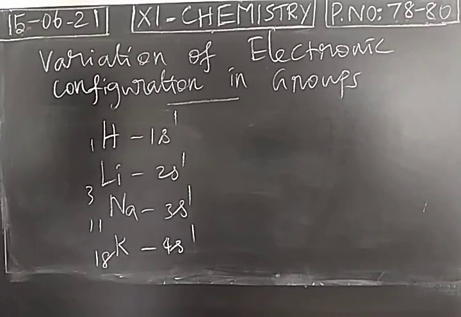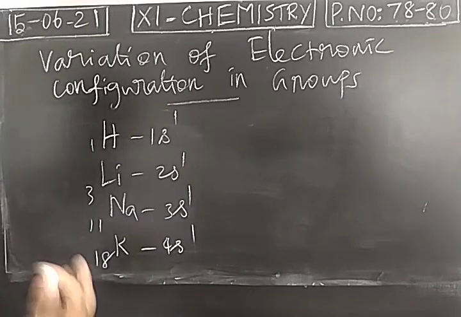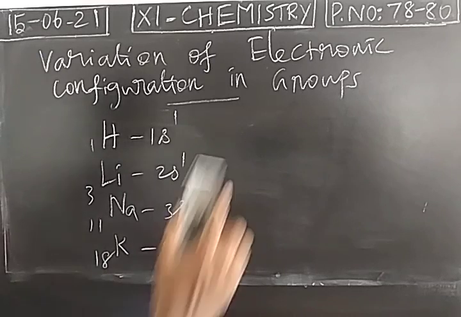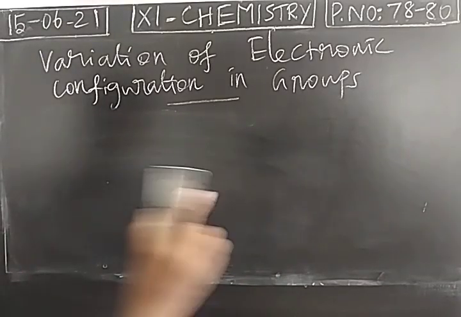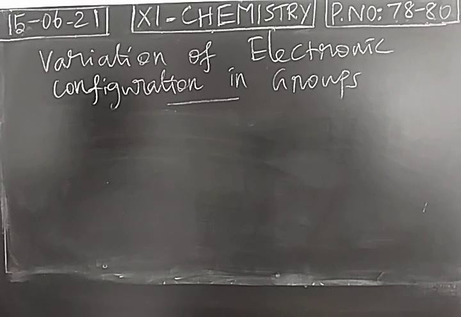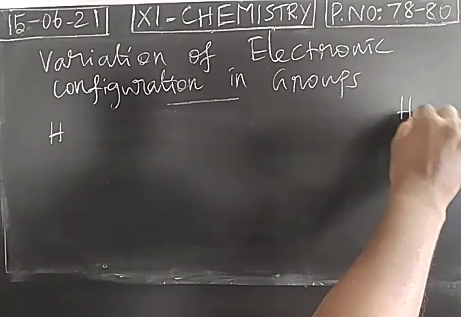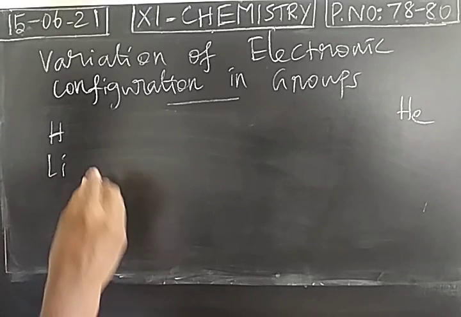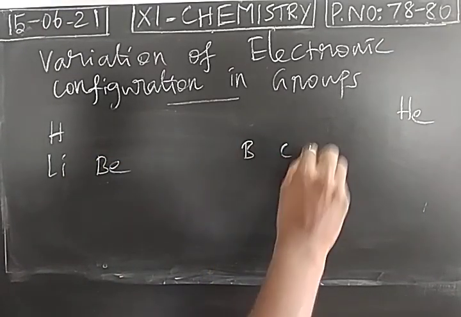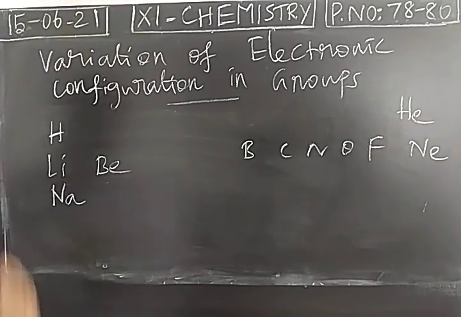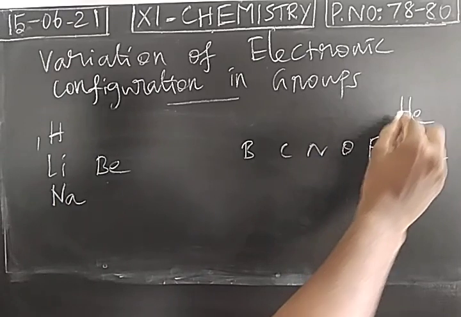So we write the electronic configuration for the elements. If elements have a similar outer electronic configuration, then they have similar properties. So how are we arranging the elements in the modern periodic table? We arrange the elements in the increasing order of atomic number, as well as elements with similar outer electronic configuration will be placed in a group. So when we move from hydrogen, helium, lithium, beryllium, boron, carbon, nitrogen, oxygen, fluorine, neon, why is sodium placed here? We arrange the elements in the increasing order of atomic number.